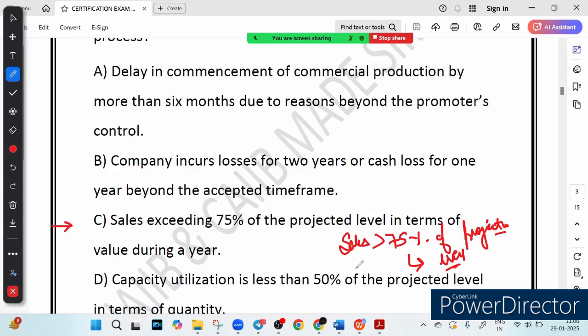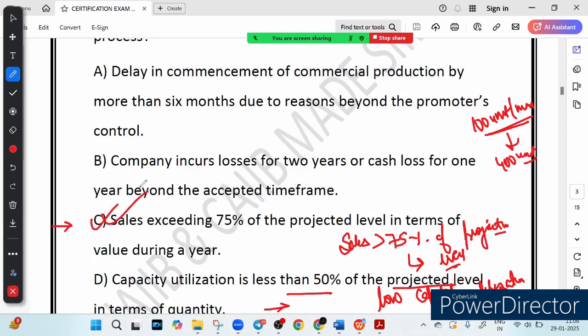And option D says that capacity utilization is less than 50% of the projected level in terms of quantity. This is a valid reason for hand holding, because the capacity utilization is low. This is called low capacity utilization. Low capacity utilization signals inefficiency or poor market demand. If a business that projected 1000 units per month is only producing 400 units, it may need hand holding support, isn't it? So what would that be? It will need hand holding support, right? So the correct answer is option number C, right?